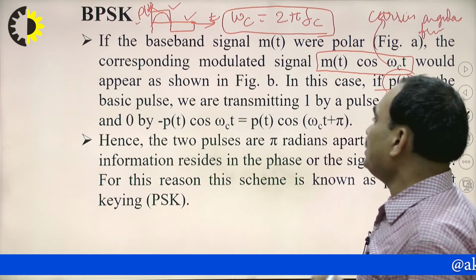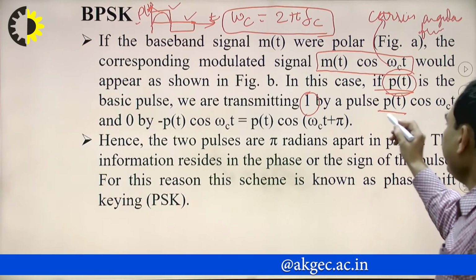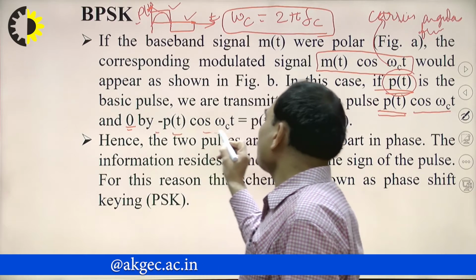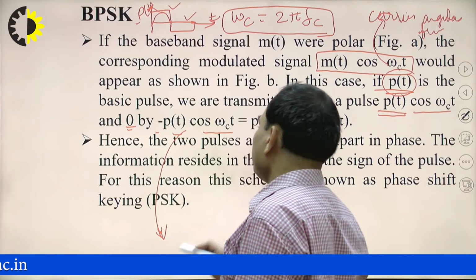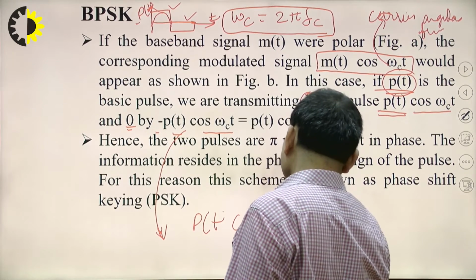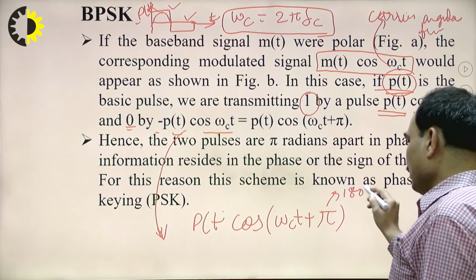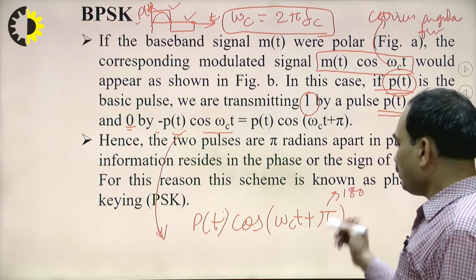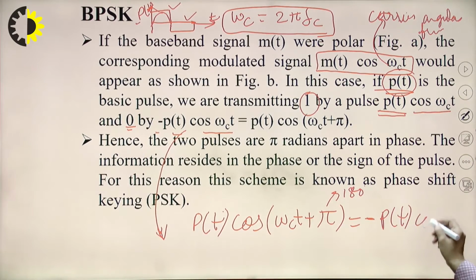So this is the basic pulse. We transmit 1 by the pulse p(t), so we give the shape p(t) cos(omega c t), and 0 we represent by minus p(t) cos(omega c t). Or we can write it another way, as a 180 degree phase shift. This means p(t) cos(omega c t plus pi), representing the 180 degree phase difference. Since cos of pi can be written as minus cos, this is minus p(t) cos(omega c t).